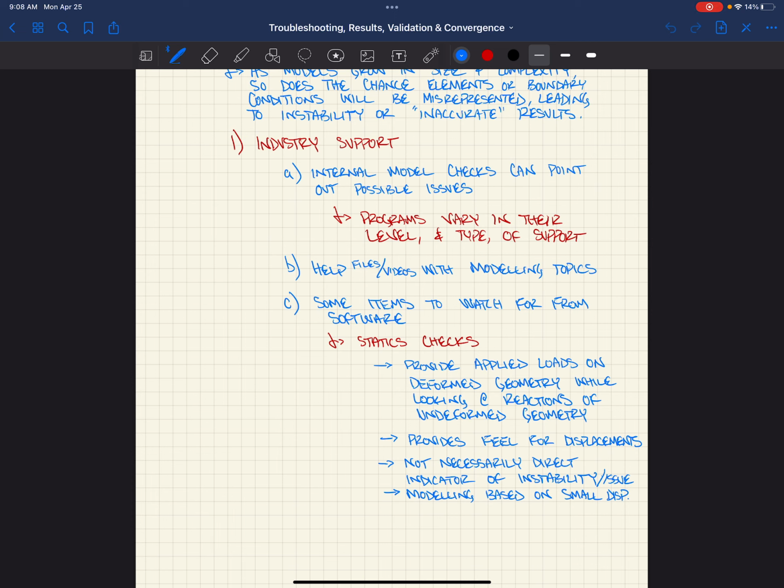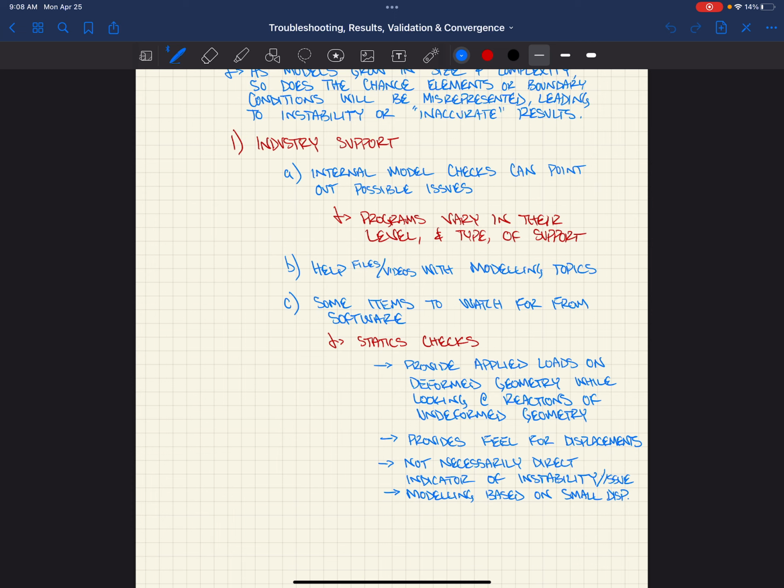What is VA doing here? Well, it is taking the applied loads on the deformed geometry while looking at reactions of the undeformed geometry. So what is this? Reactions are based on the undeformed geometry. The applied is based on the deformed geometry. So it solves the problem, then it runs back and it applies the forces.